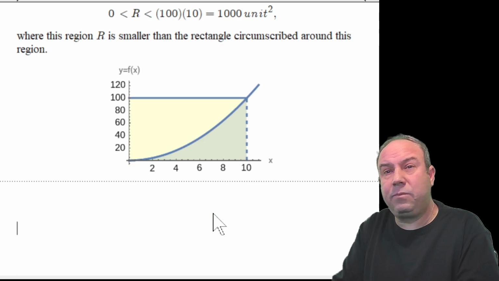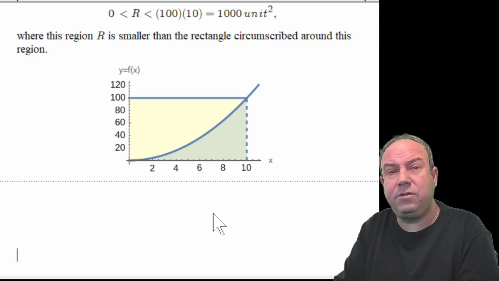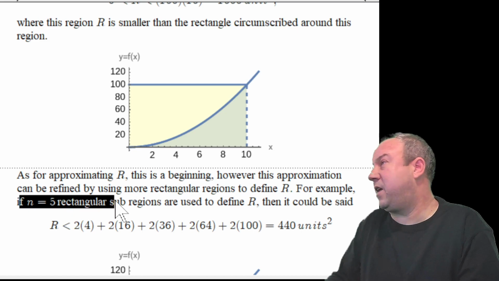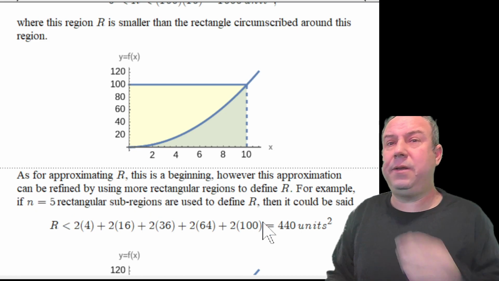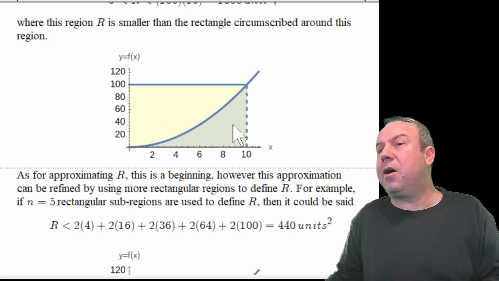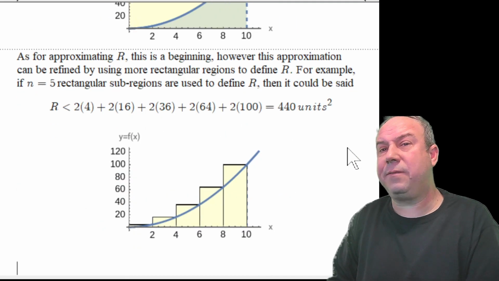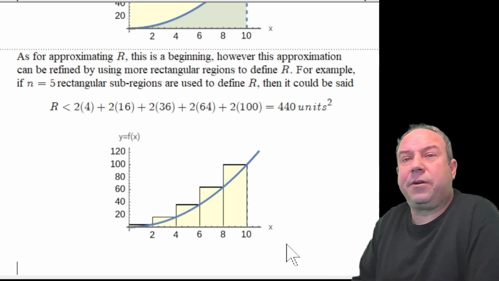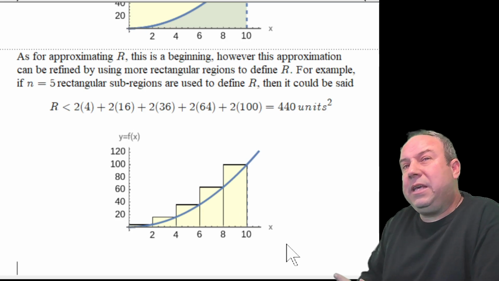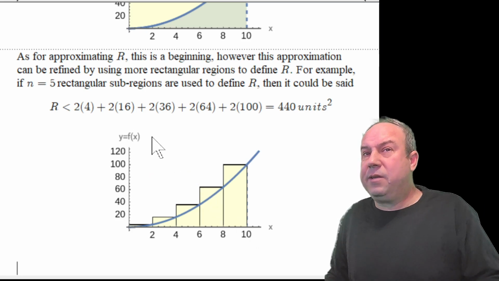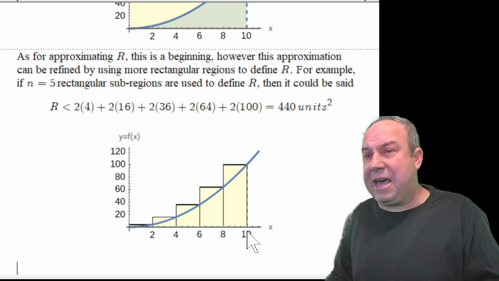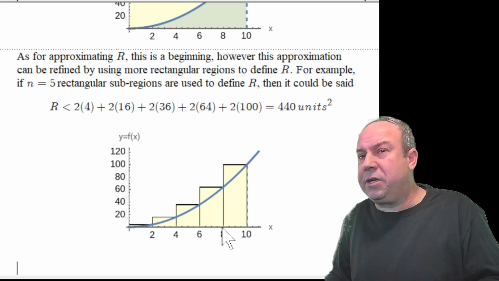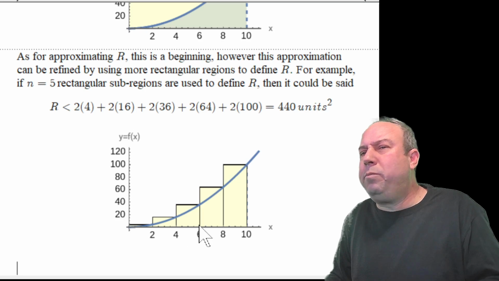What I consider doing here in our notes is, let's consider using 5 rectangular subregions. Let's subdivide this space R into 5 subregions. If we were to do that, that space might be subdivided as follows. If we were to use equally sized subregions, for example equally sized subintervals along the x-axis, cutting this into 5 subintervals from 0 to 10, each of those subintervals would be 2 units in length.